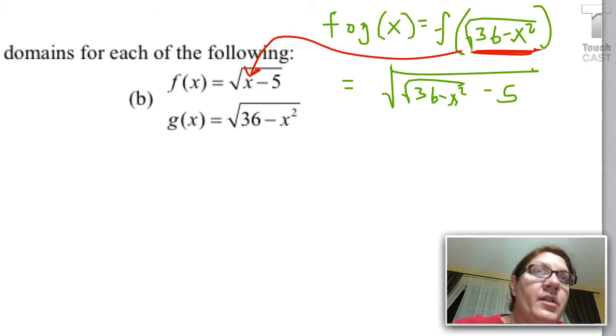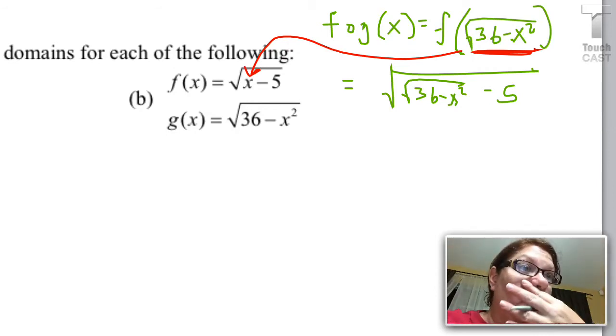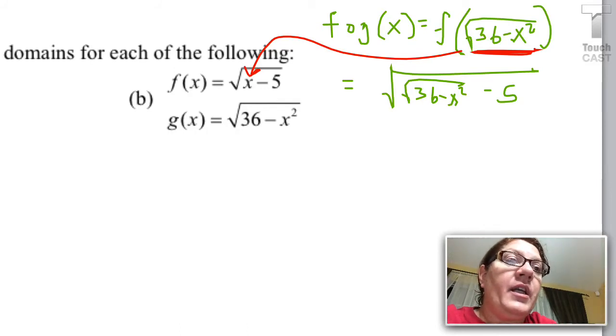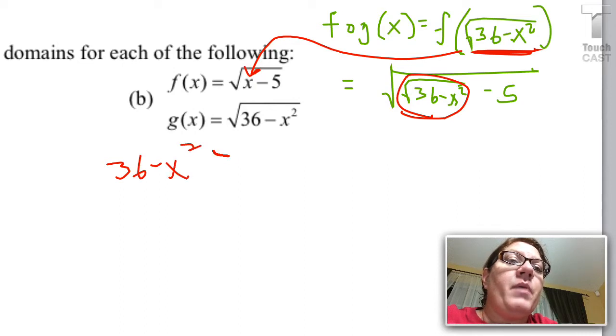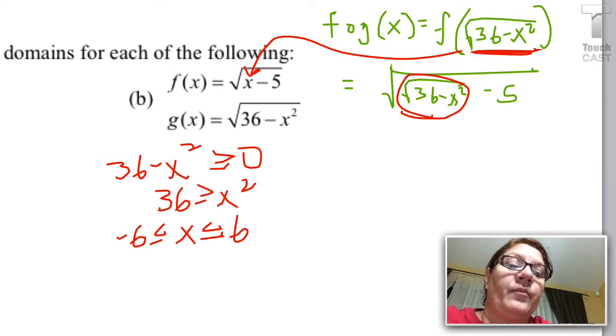I've got a radical inside a radical, and I know every time I have a radical, it's got to be greater than or equal to 0. So I'm going to look at the inner radical first, just to see what's going on with that. And let's see, 36 minus x squared must be positive. If I solve that, I get x has to be between -6 and 6, because remember, when you take the square root, you get two answers, positive and negative.